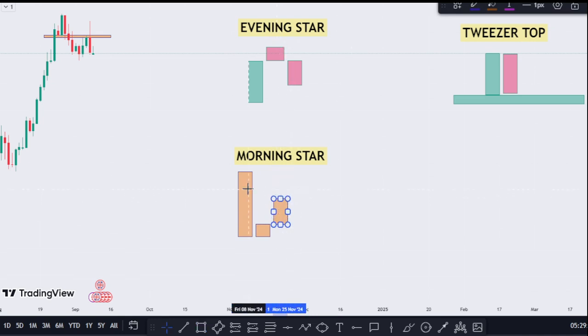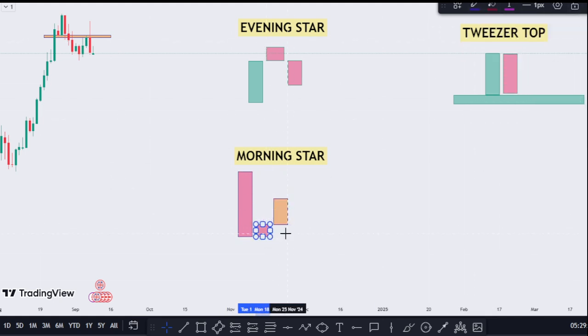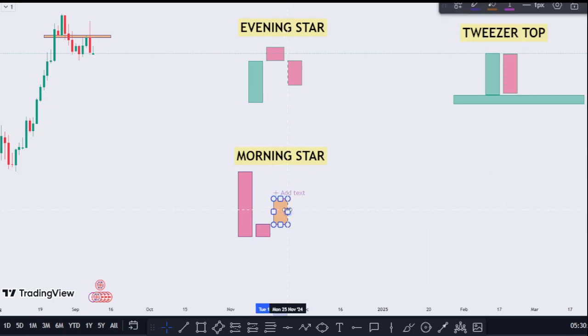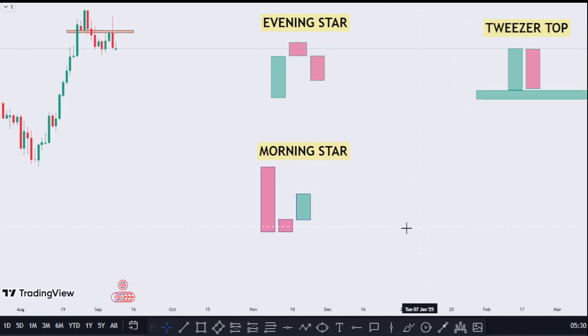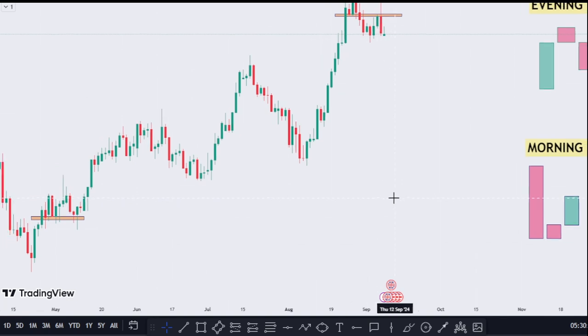So let me change the color of the candlestick. Now the first one must be bearish. That is rule number one. Then rule number two can be any color, either bullish or bearish, right? Can be any color, either bullish or bearish. This is Morningstar. So let me show you a sample of Morningstar on chart.